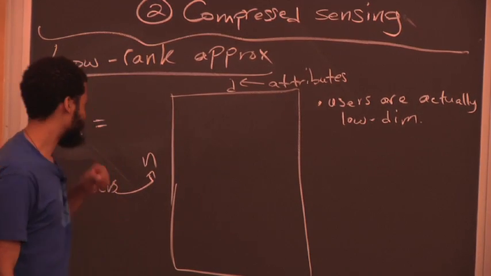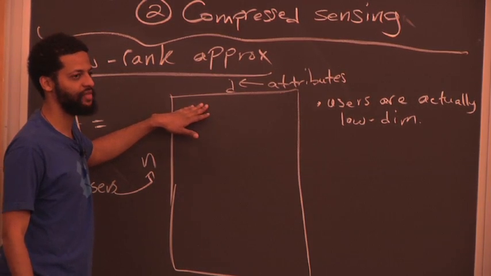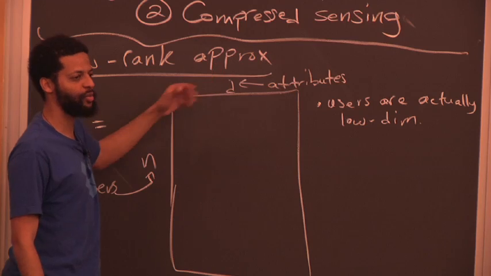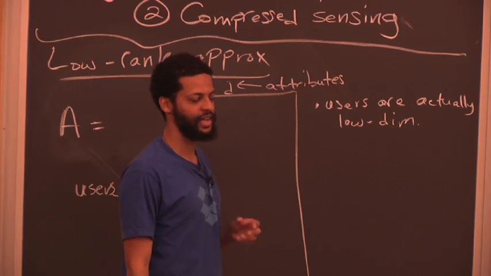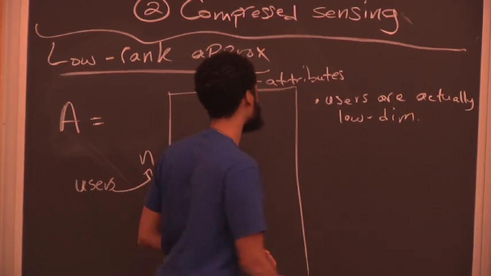Okay, so each row is actually some linear combination of these basic types. Okay, a type is a horror movie lover or a lover of movies from the 50s. And then every row, every user is some kind of linear combination of those basic types. Okay?